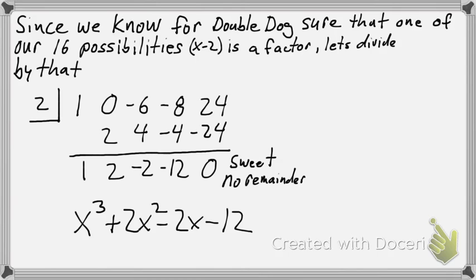x minus 2 is a known factor. So let's divide that into our original polynomial. It's no surprise that it divides in evenly with no remainder. And now we've reduced the complexity of our polynomial a little bit. But this quotient is still a little bit too difficult to factor.